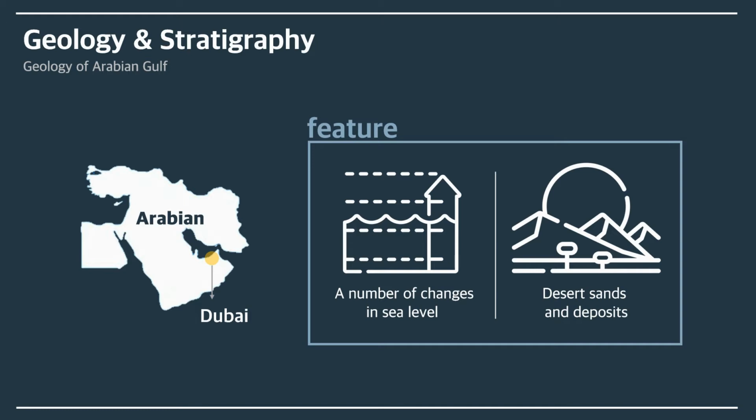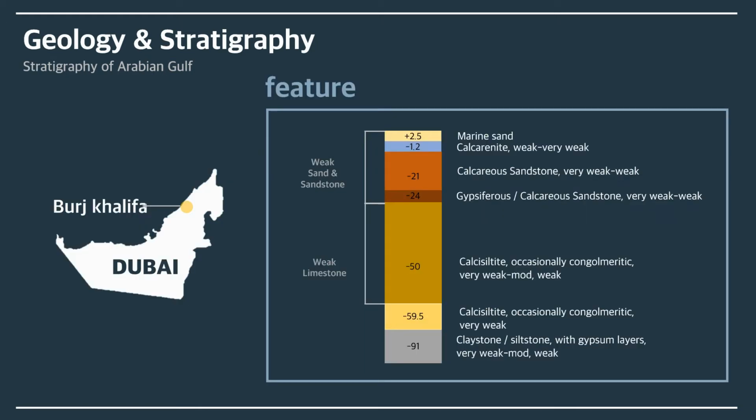The geology of the Arabian Gulf area has been substantially influenced by the deposition of marine sediments, resulting from a number of changes in sea level, and mobile sand beaches, evaporite deposits, and marine sand also formed a weak base in Dubai. Next, we searched about Dubai stratigraphy.